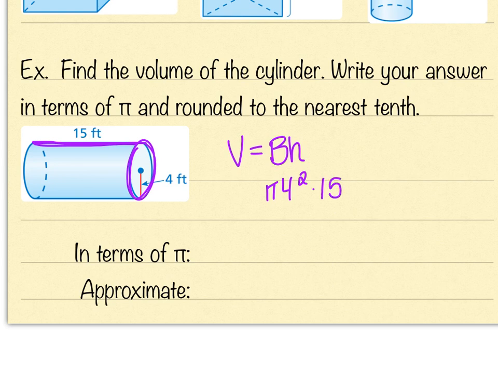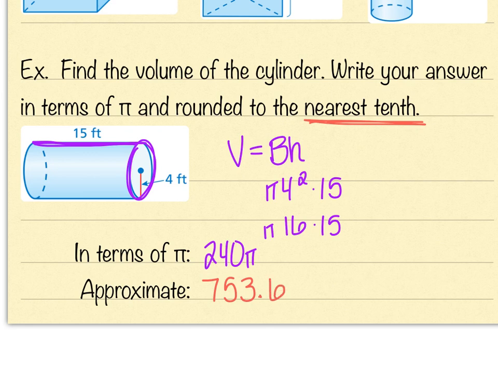And so to write my answer in terms of pi, I'm just going to multiply everything I can multiply together without multiplying by pi. So that's going to be the 4 squared part, which is 16. And then 16 times 15 is going to be 240. So my answer in terms of pi is just 240 pi. But it does want me to also approximate my answer to the nearest tenth. And so that's where I'll just go ahead and multiply by 3.14. And 240 times pi, or 3.14, is 753.6, and we're doing volume, so we're using cubic units, so feet cubed.